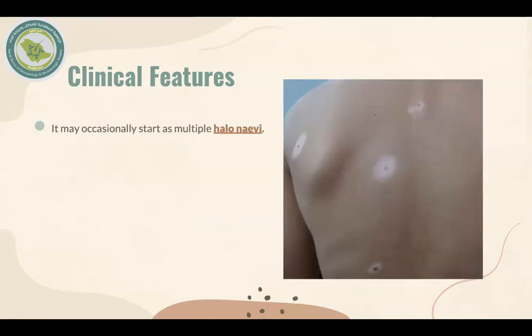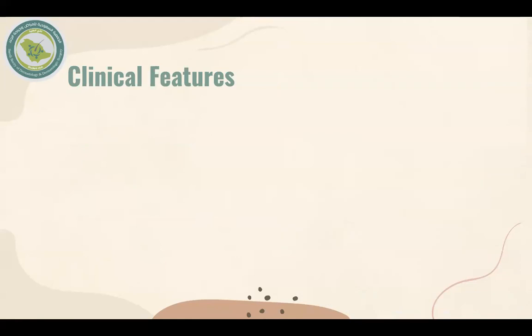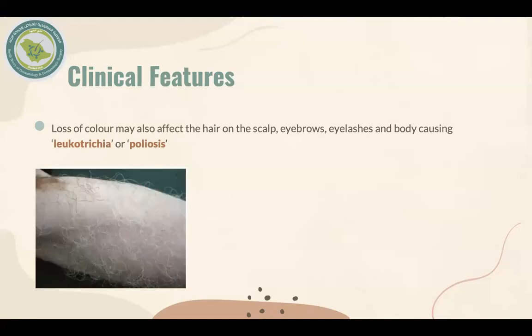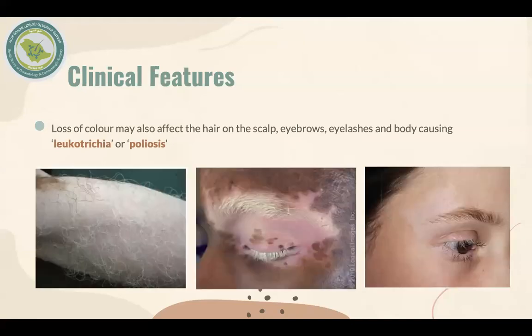It may occasionally start as multiple halo nevi. It also may affect the hair on the scalp, eyebrows, eyelashes, and body, causing leukotrichia or poliosis. This is leukotrichia and poliosis.